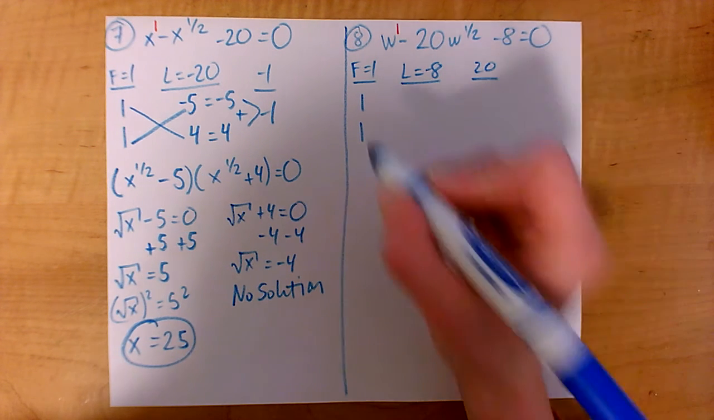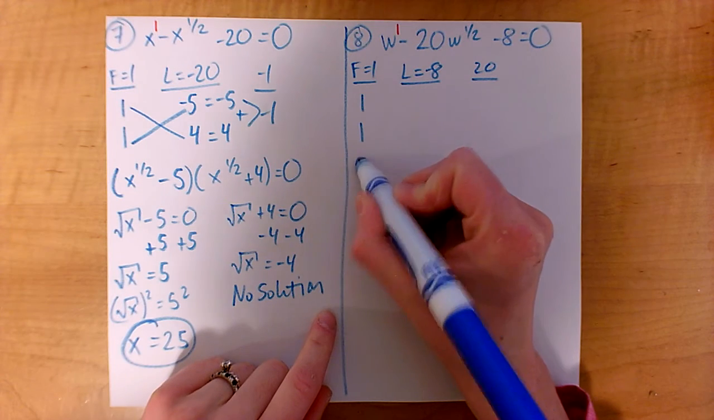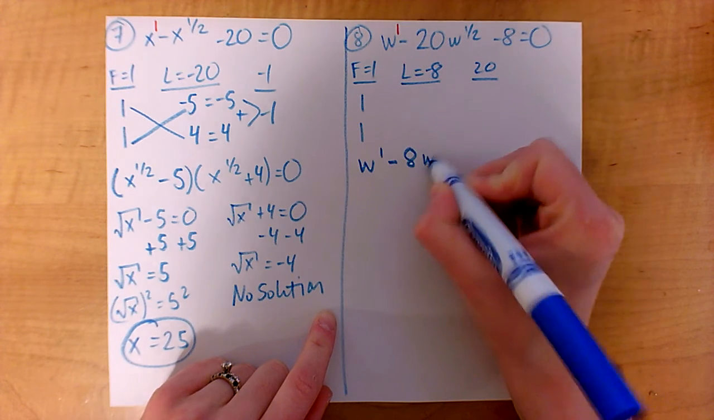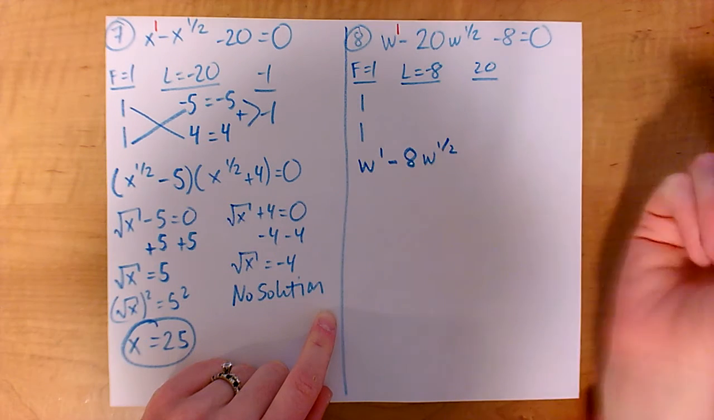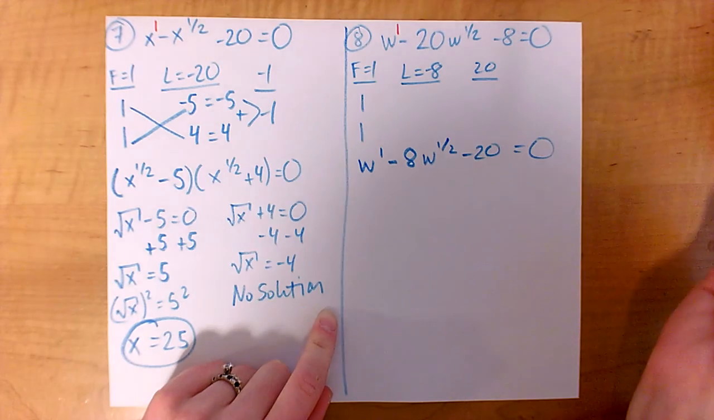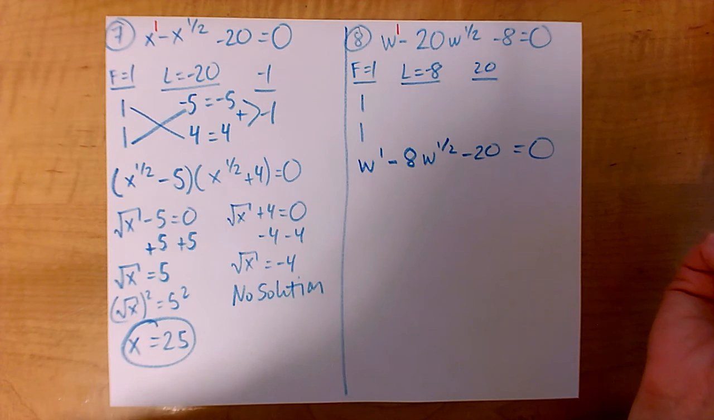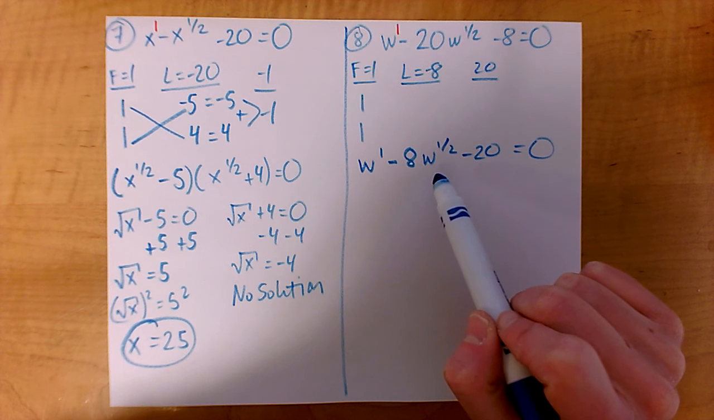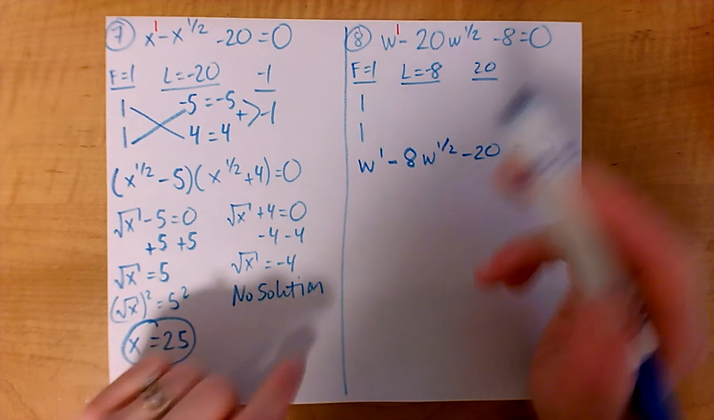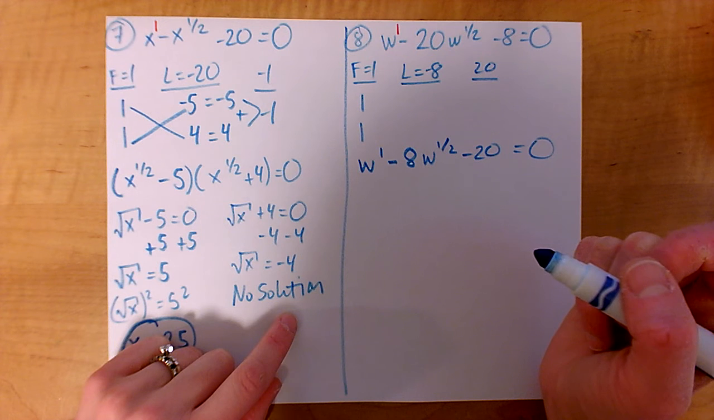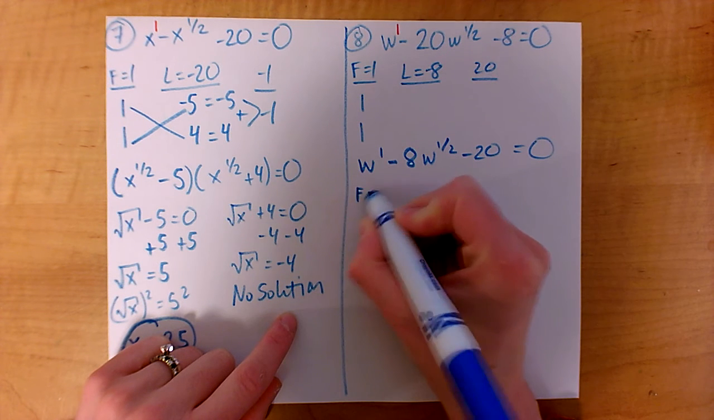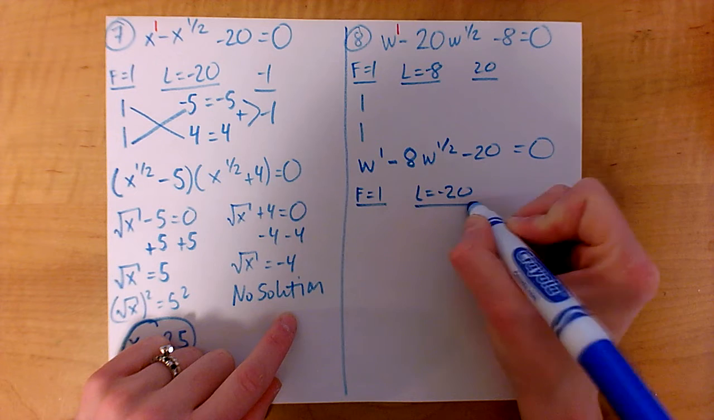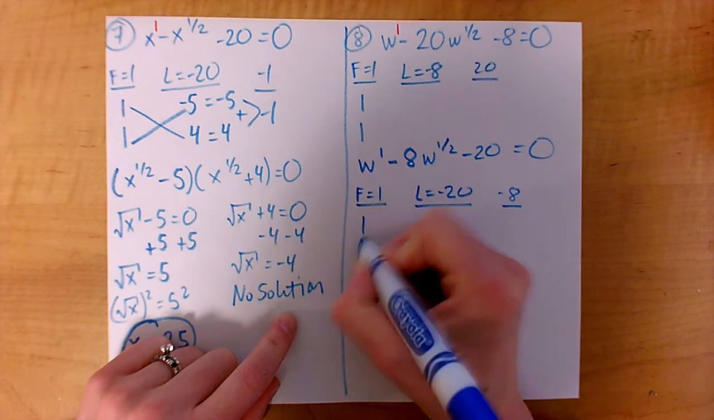I think it should be switched up where it should be w to the 1 minus 8w to the 1/2 minus 20 is 0. Yeah, because if you did that, then you would have, let's see, first is 1, last is negative 20, and then in the middle you have negative 8.